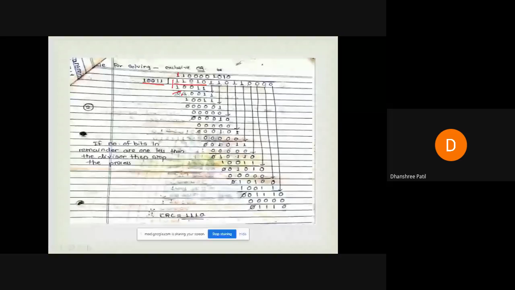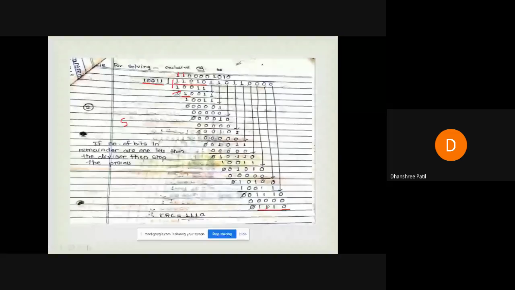Again check the first bit, it is 1. So again multiply by 1: 1 into 10011. Again this value will come. Again consider the next bit. Discard the first bit. A similar process we have to follow, and this is my sender side. Whatever remainder I am getting, that will be my CRC. In this case I am getting the CRC as 1110. That is my CRC or the remainder.